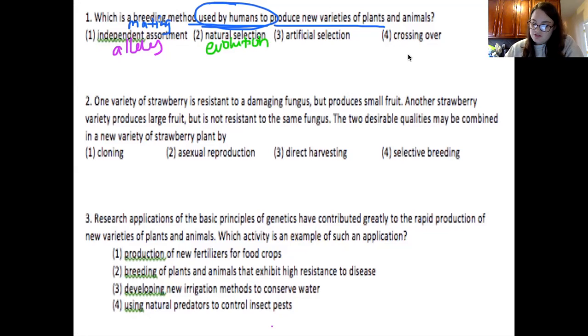Number three says artificial selection. Now, I think I remember seeing another phrase for artificial selection, but if we break this down, artificial means not natural, and selection means choosing. We'll come back to that one. And number four says crossing over. Now, once again, this was part of our, I think, reproduction unit, where we're talking about different genes crossing over to increase genetic variation.